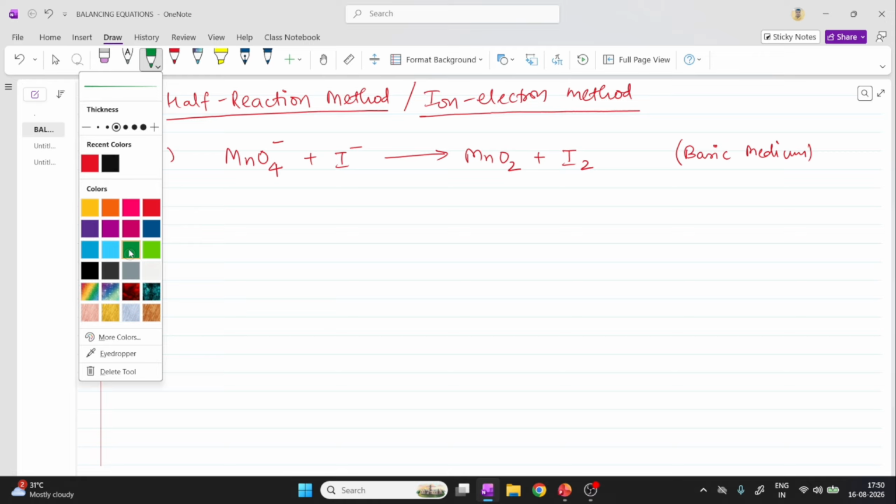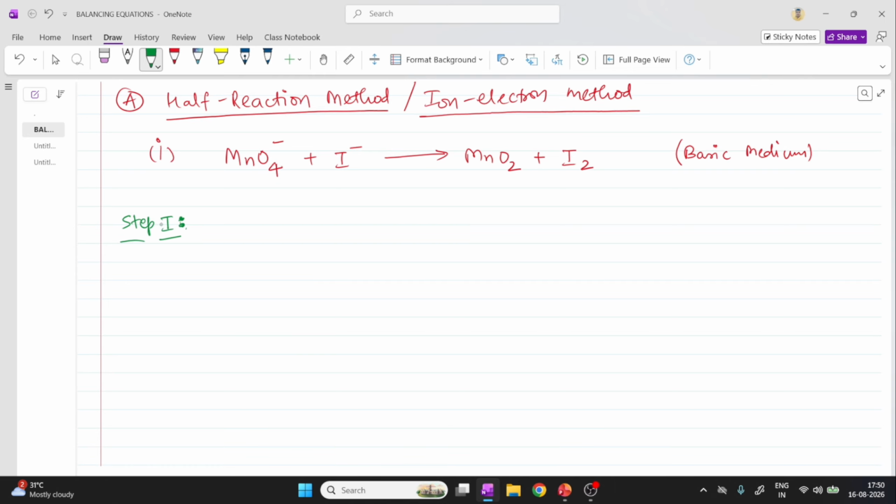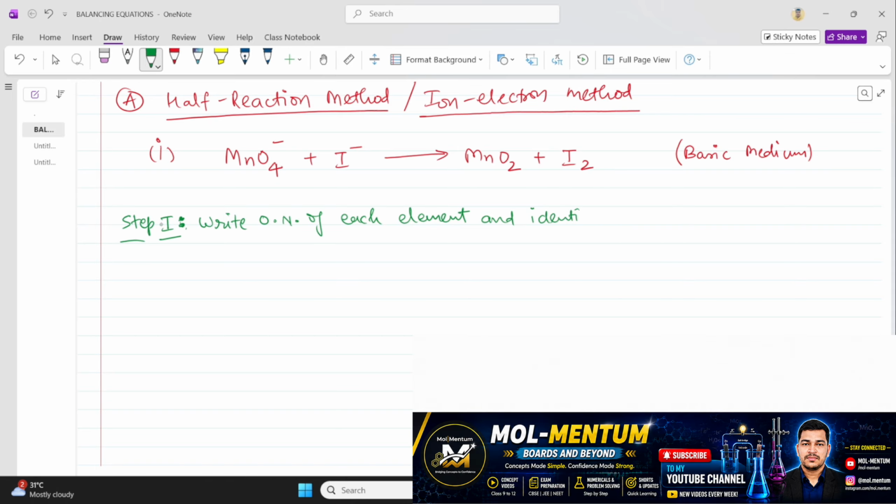Fine. So this is the first reaction. I will write down the steps one by one. Step 1: write the oxidation number of each element and identify reduction and oxidation.